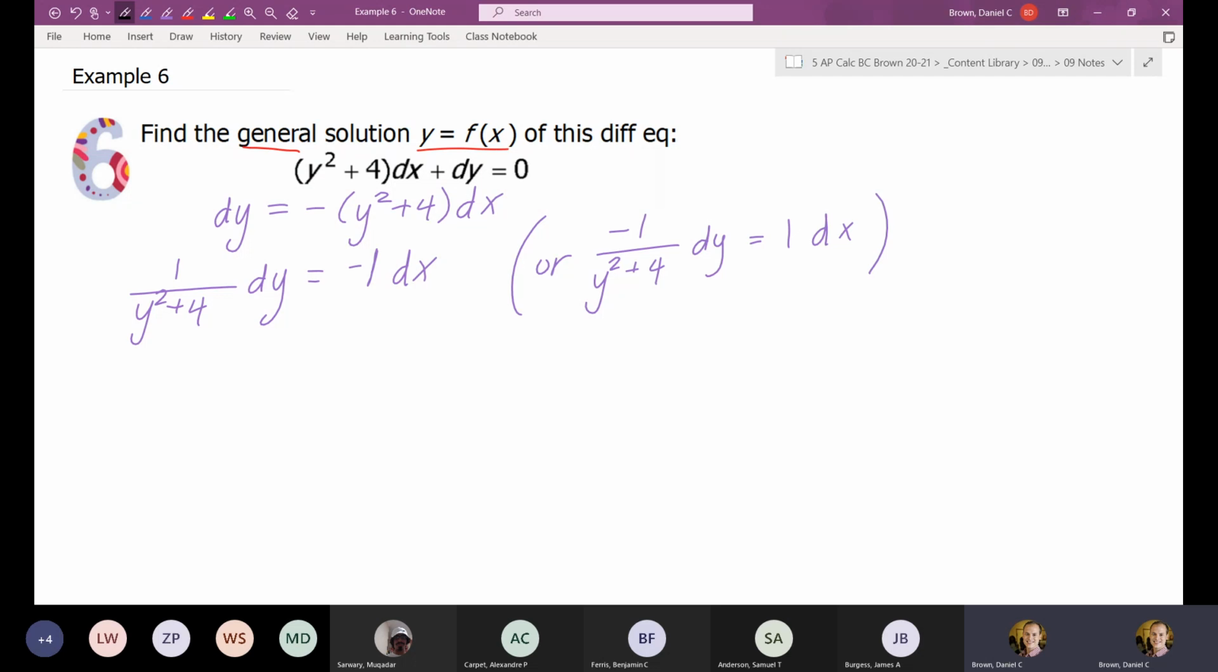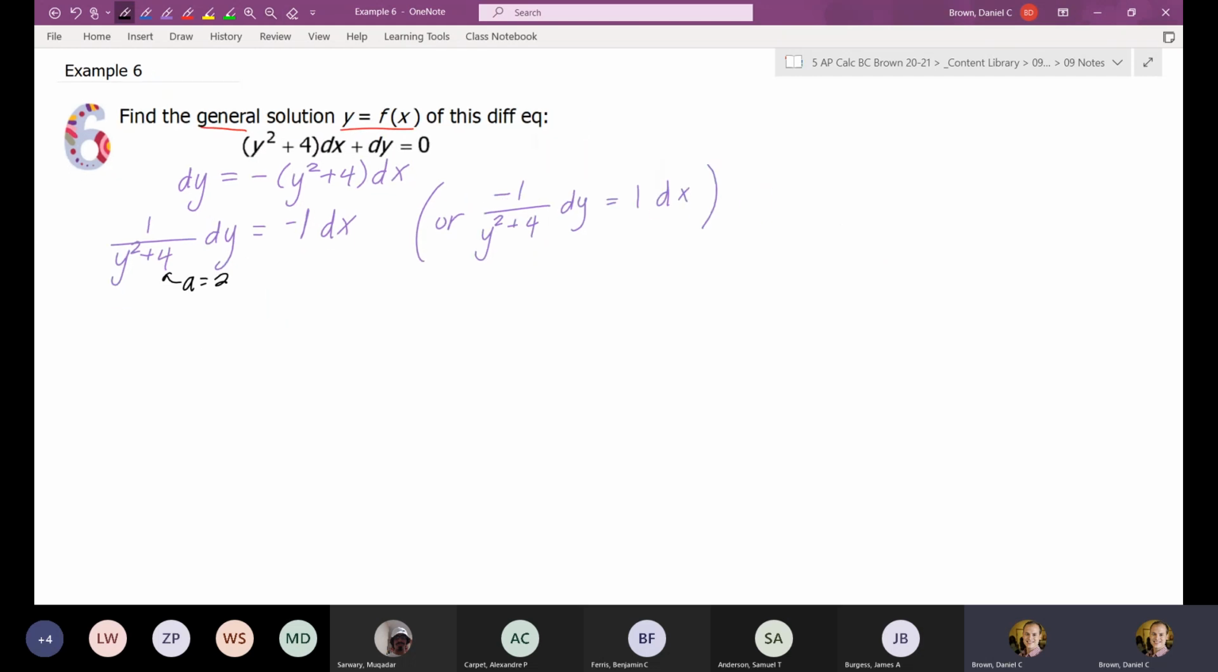What rule are we going to need to use to integrate 1 over y squared plus 4? That's an arctangent, so it is an inverse trig. A value is a 2. So integrating this one, I have 1 over the a value, arctangent of y over the a value is equal to the integral of -1, which is negative x plus c.